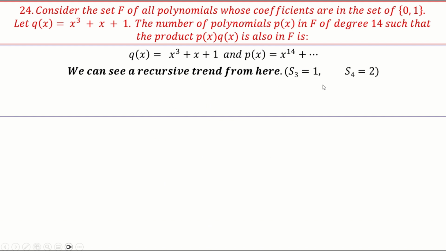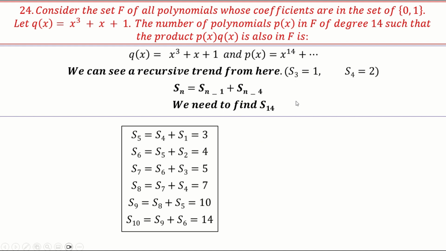S of 3 equal to 1, S of 4 equal to 2. So S of n equal to S of n minus 1 plus S of n minus 4. Okay, so sum of these two. So from this, you need to just calculate from S4 onwards, then we'll get S5 equal to S4 plus S1. We have seen what is the value of S4, 2. And S1 is 1, so 2 plus 1, 3.